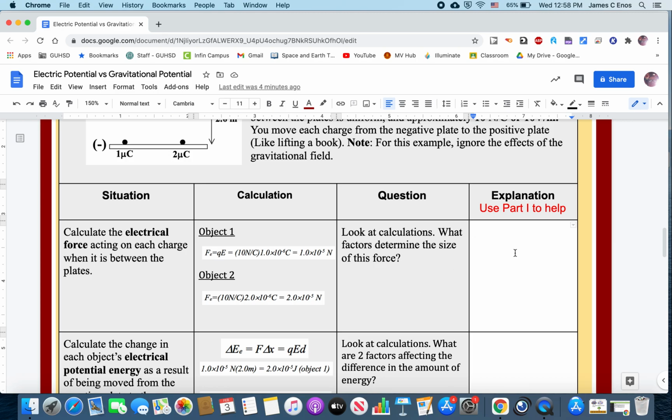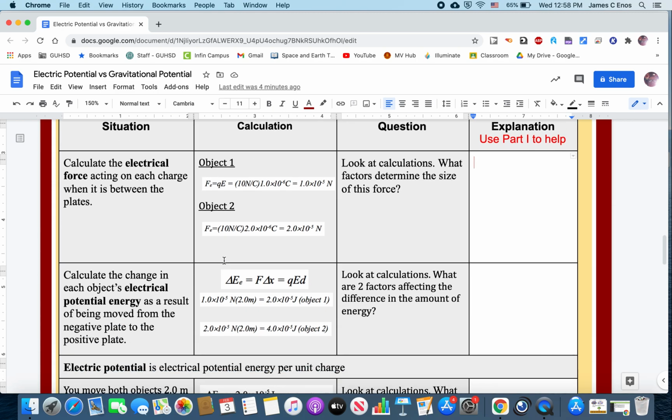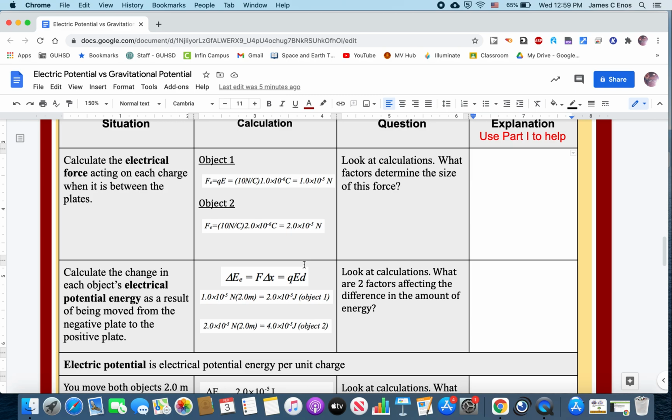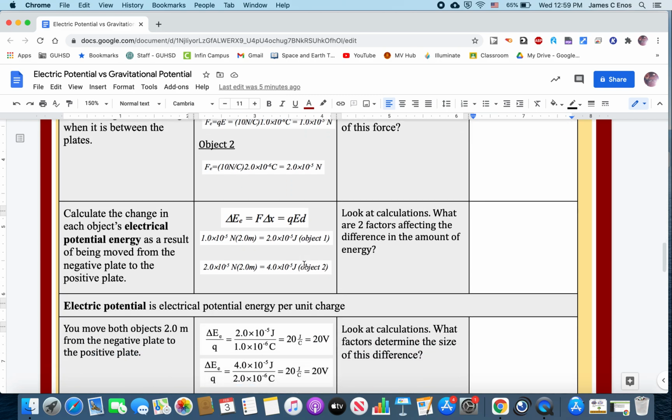So what factors go into this electrical force? It's just like when we looked at the gravitational force, which had mass and gravitational field. Now we're dealing with charge, Q, and electrical field, E. Those are the two components that will determine the size. As we look down to the electrical potential energy, now we have to look at all the factors going in here: what is Q, what is E, and what is d? Once again, I will ask that you refer back to part one to help guide you.